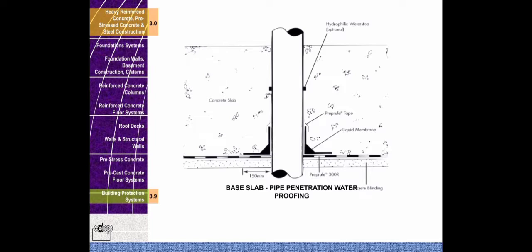Base slab pipe penetration waterproofing is composed of hydrophilic water stop, which is optional, pre-proof tape, liquid membrane, pre-proof tape 300R, which is placed also in a concrete blinding and in a concrete slab.